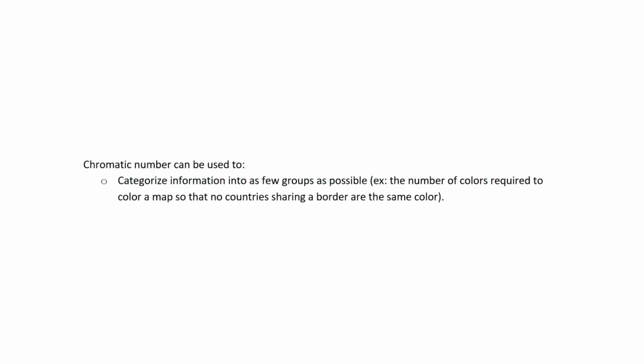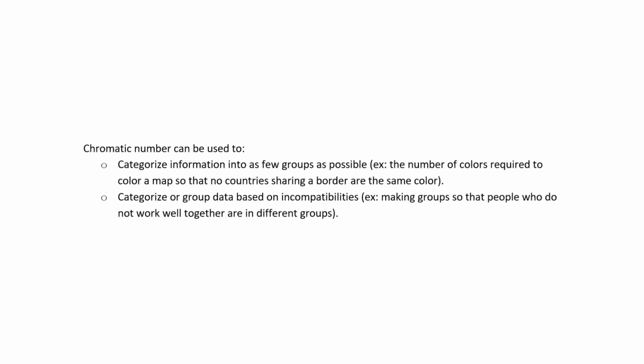Chromatic numbers can be used to categorize information into as few groups as possible. For example, the number of colors required to color a map so that no two countries sharing a border are the same color. Or to categorize or group data based on incompatibilities. For example, making groups so that people who don't work well together are put into different groups.